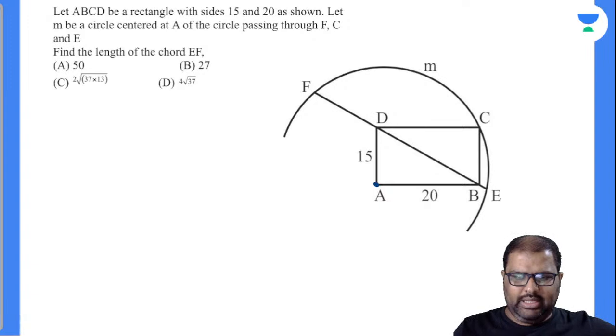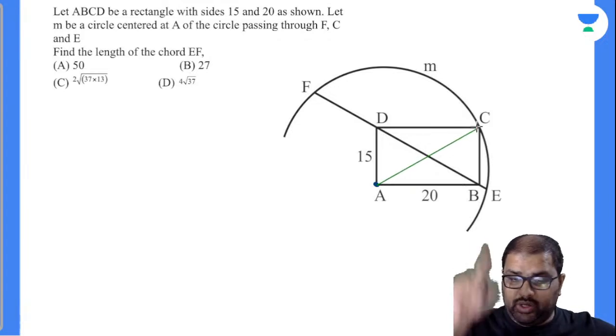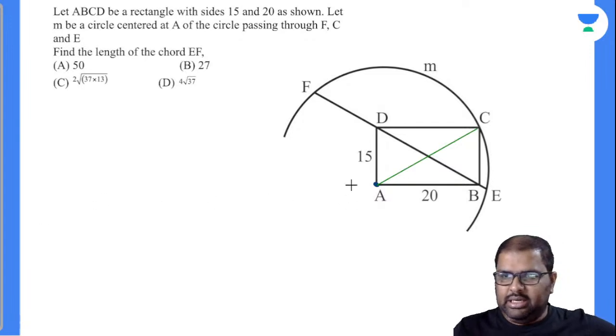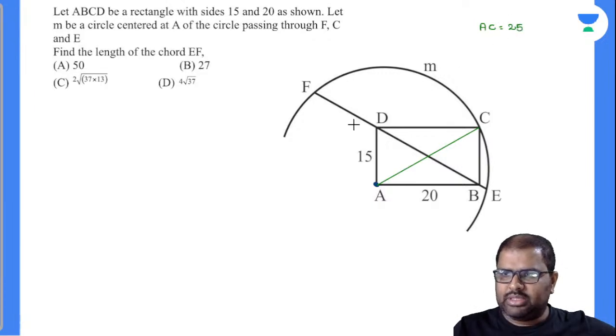So before going further, I can do two things here. Now AC is the radius of the circle and AC is also the diagonal of the rectangle. The diagonal of the rectangle, by the Pythagoras theorem, what can I say? 400 plus 625. My AC value will be 25. Am I right or wrong? My AC value will be 25.